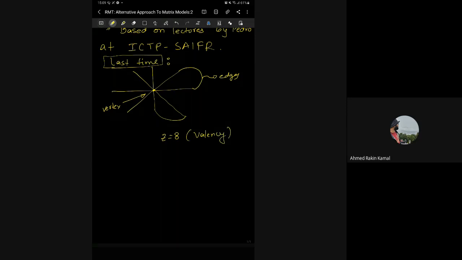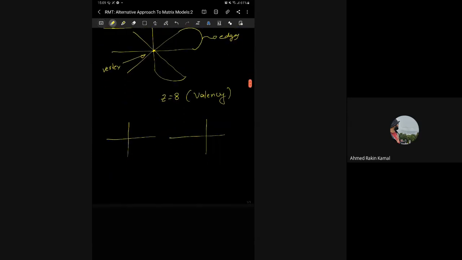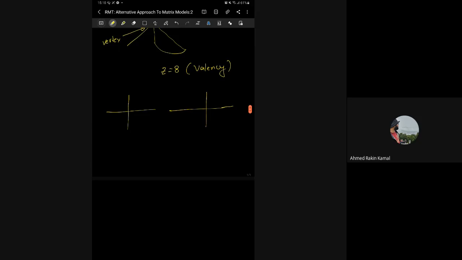Then we discussed graphs with multiple vertices, two, and we found out, for example, if we had two vertices with valency 4, and the number of ways we could contract them, we get three types of graphs, and the number of ways adds up to 105. It adds up to 105, which was the same as a single vertex graph with valency 8.